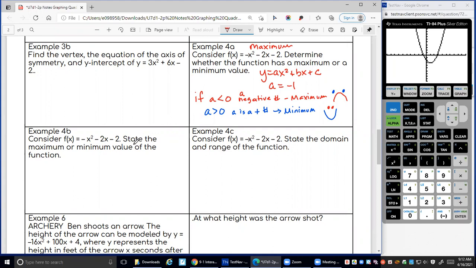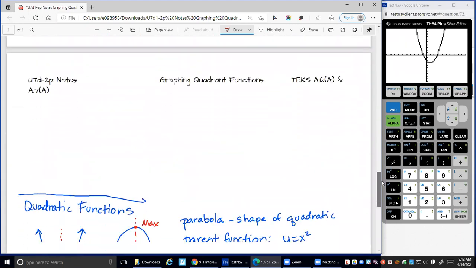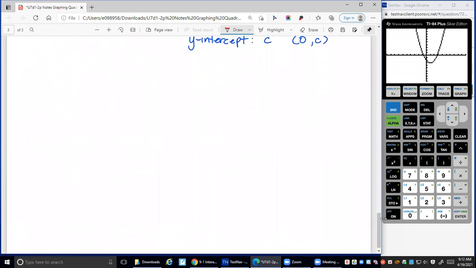So let me talk to you about some steps. We'll refresh our brain from yesterday regarding some steps, okay? So I'm going to go all the way down again. See if I have room right here. Yeah, all the way down. And we're going to talk about the steps for doing this by hand.